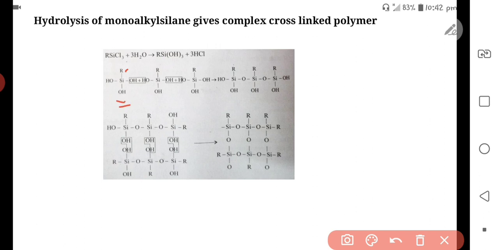Okay, if they undergo reaction, first these 2 OH will react. Then in the first stage itself we are taking 3 molecules together: 1 molecule, then 2 molecules and 3 molecules. So first these 2 will react, then on this side these 2 will react, so 3 molecules combine together to form OH SiO.